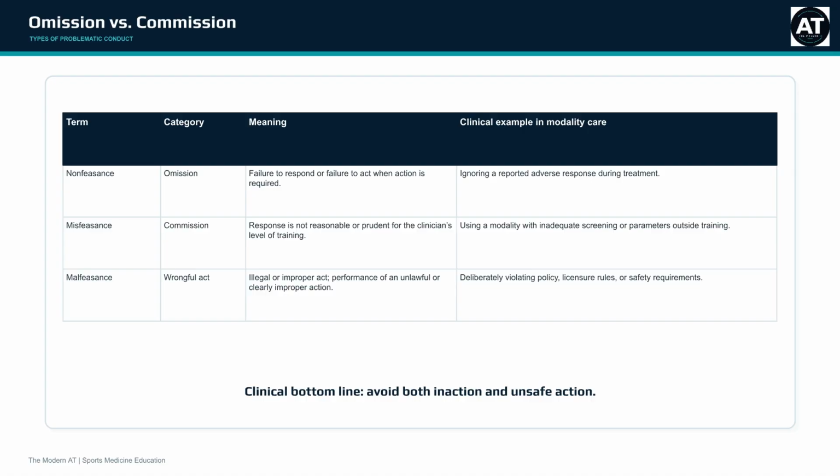The clinical bottom line is balanced responsibility. Do not abandon the patient when action is required, and do not provide care that is unsafe, unauthorized, or unsupported.